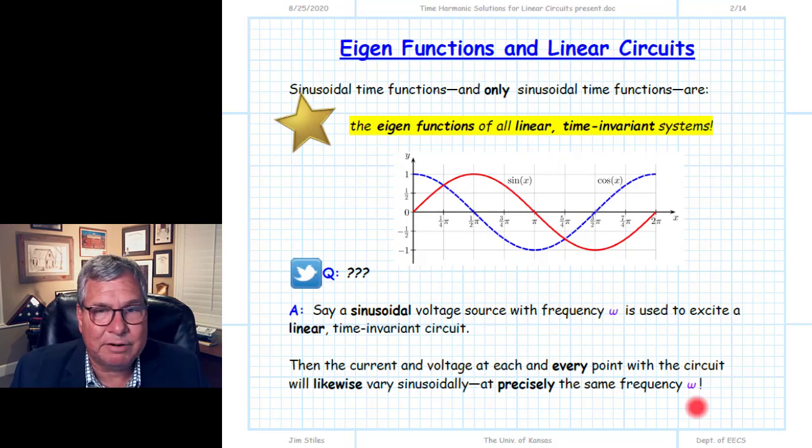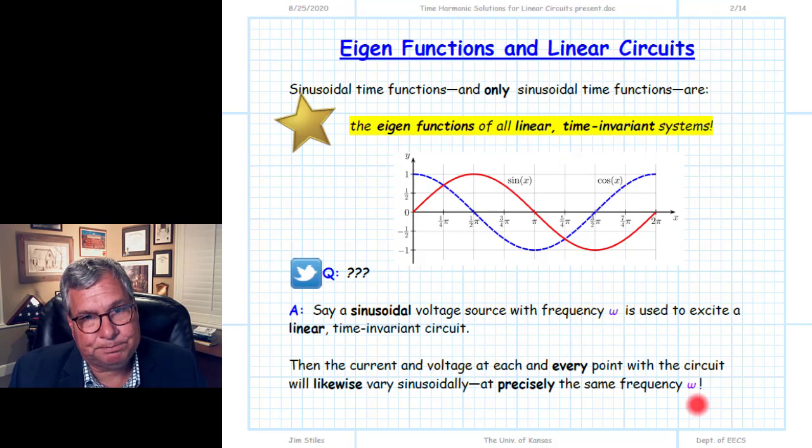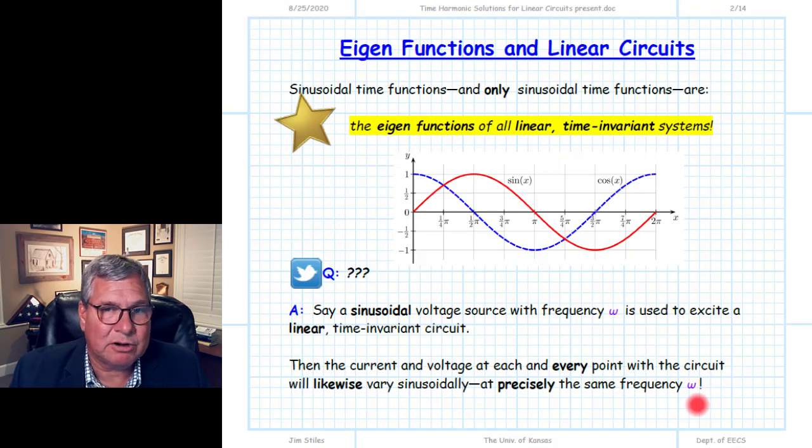We don't find a different function of time. We don't find a sinusoid of a different frequency other than 1 gigahertz. Once we excite it with a sinusoid of 1 gigahertz, we see a sinusoid of 1 gigahertz manifest itself everywhere, at every current and every voltage within that circuit.